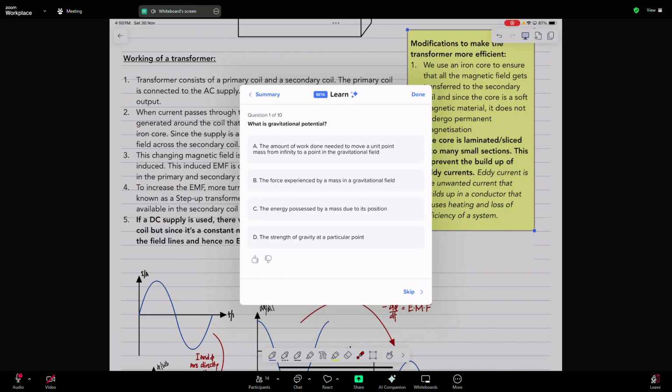So what is gravitational potential? The amount of work done needed to move a unit point mass from infinity to a point in that gravitational field, right? It's phi equals to minus, right? Why are gravitational potential values always negative near mass? Good question.